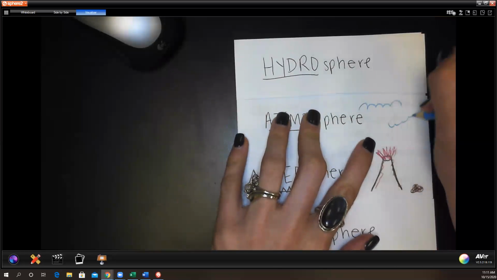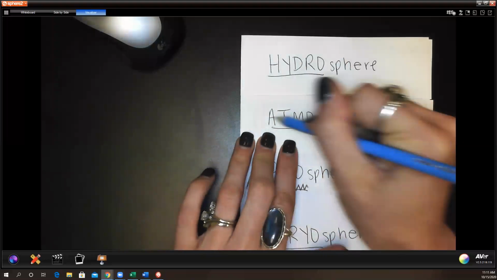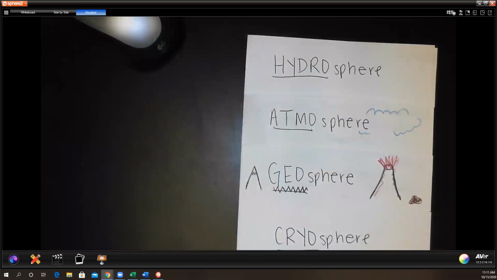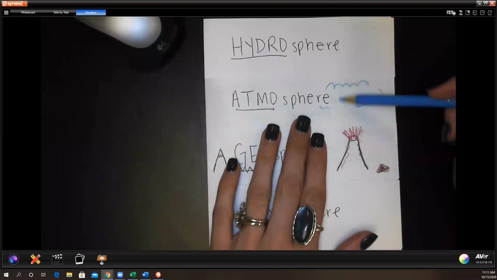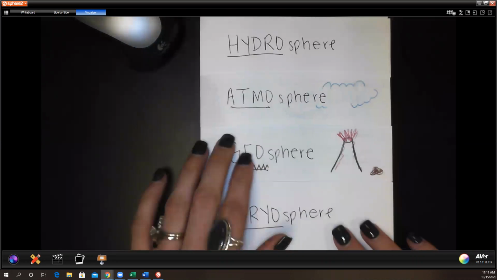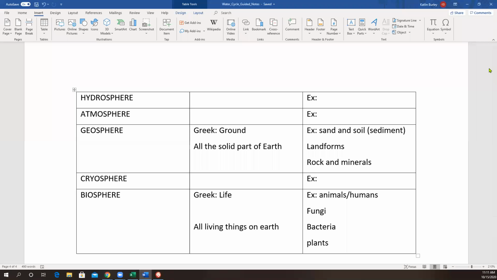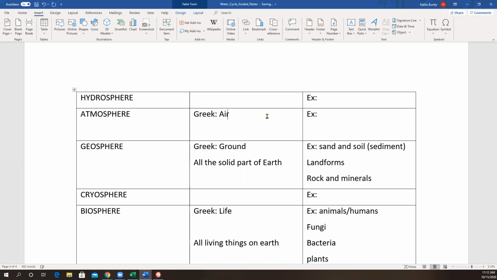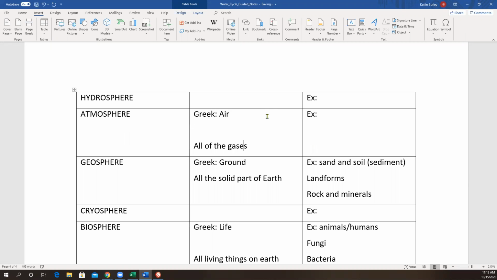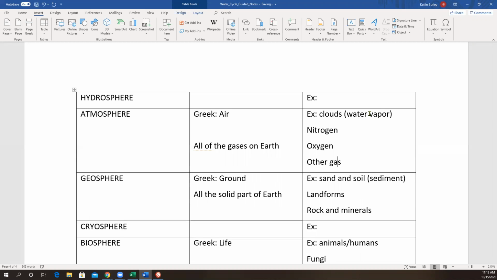Ooh, wind is a good one. Right? All my wind, my clouds. If you're typing yours in our atmosphere, you should make sure you write Greek for air. It's all of the gases on Earth. And our examples are clouds, which are water vapor, nitrogen, oxygen, and other gases.